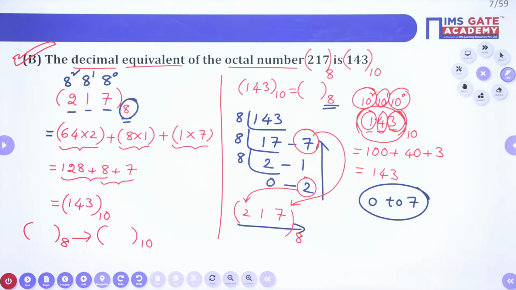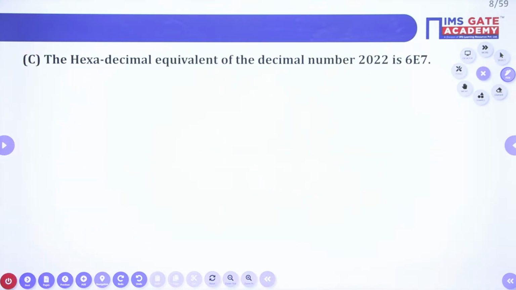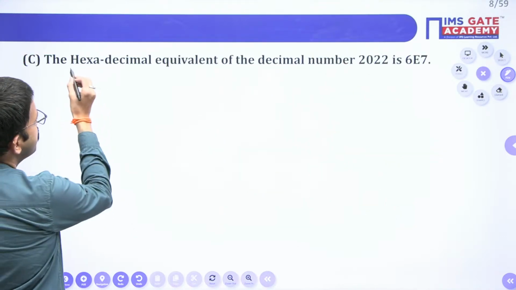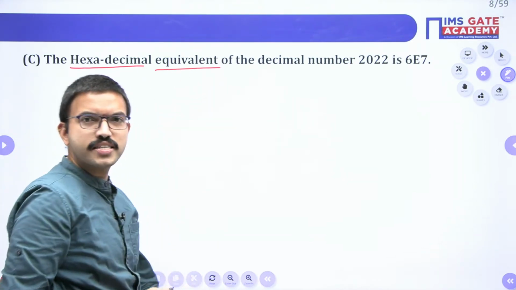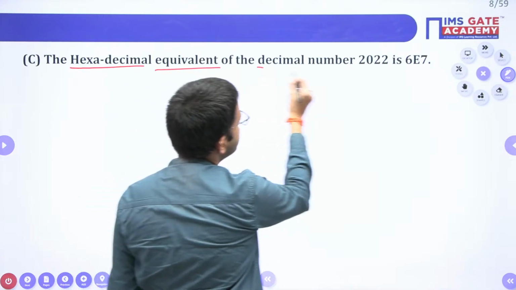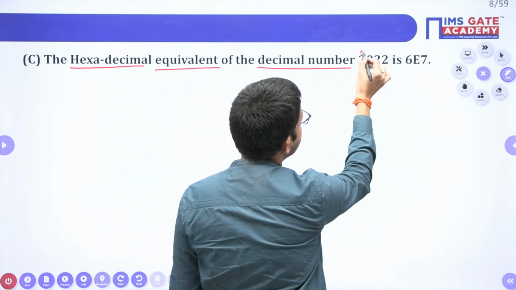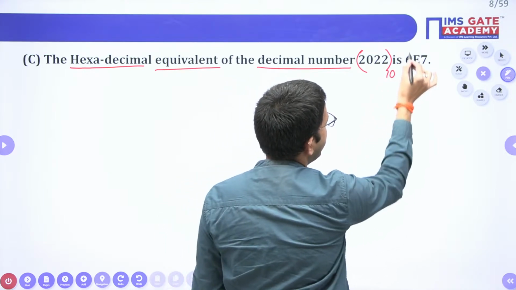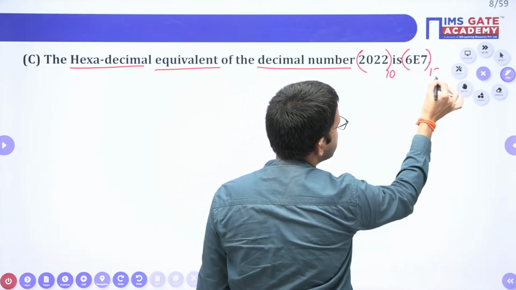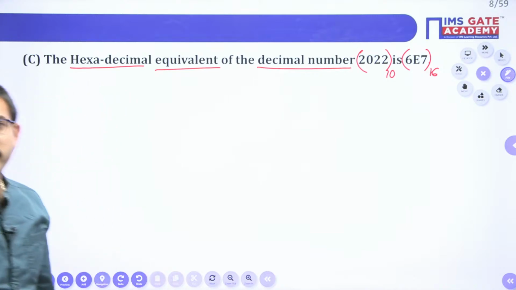Now let us see the third option, option C. In option C, they are asking for the hexadecimal equivalent of the decimal number. That means the given number is decimal, and they have given the corresponding hexadecimal.